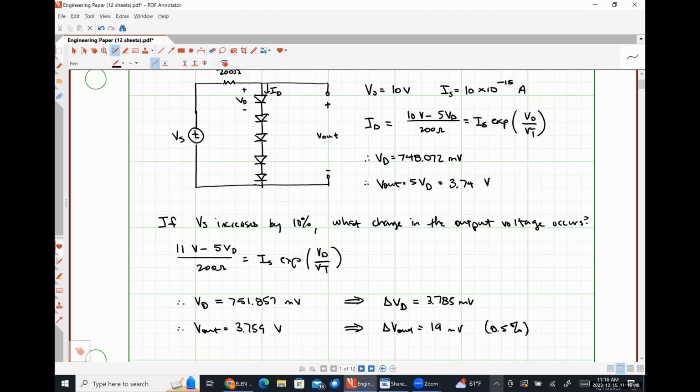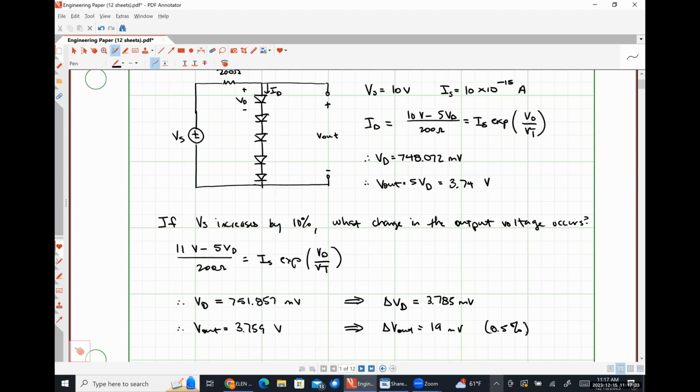Is that 10% to that 0.5%, is that a relationship? That's for this particular circuit with this particular value of IS, etc. The thermal voltage is not expected to increase or anything like that, so we're still using 26 millivolts for VT. All right, so a 10% increase in our supply voltage yielded a 0.5% increase in our output voltage.